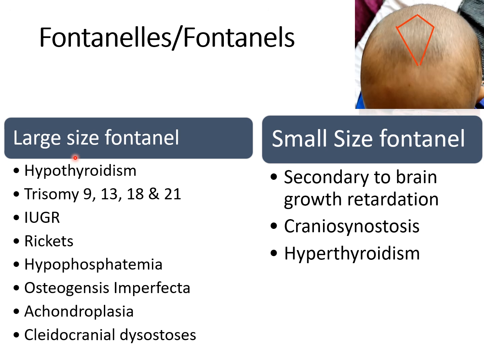Whenever there is a large size fontanelle, then we have to suspect either baby is having hypothyroidism or trisomy 9, 13, 18, 21, and also in IUGR babies or those who are having the rickets, hypophosphatemia, osteogenesis imperfecta, achondroplasia, cleidocranial dysostosis, all will lead to the large size fontanelle. A small size fontanelle seen secondary to brain growth retardation, craniosynostosis, and also in hyperthyroidism.